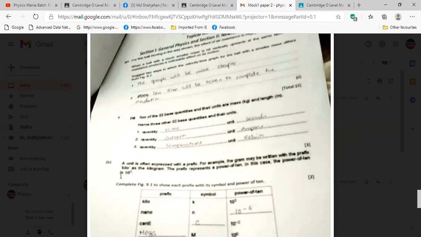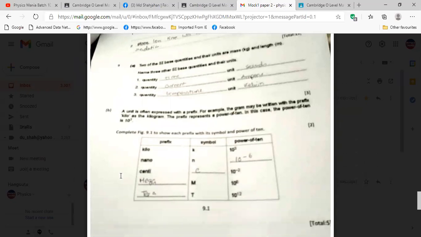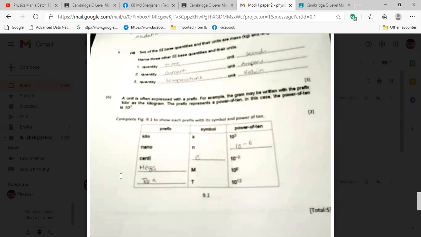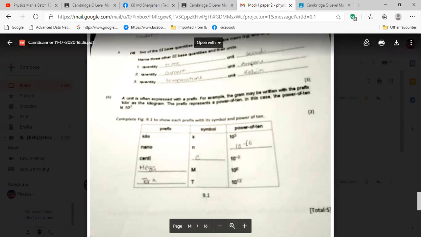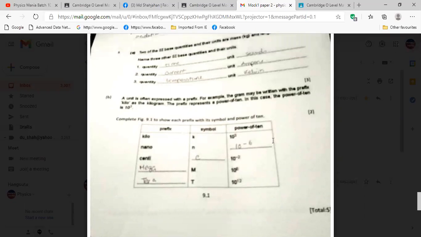They gave mass and length. Yes, sir, mass and length they have given me. So they told you to write other SI base quantities and their units. Here you wrote nano as 10 to the power minus 6. Yes, sir, it should be minus 9.